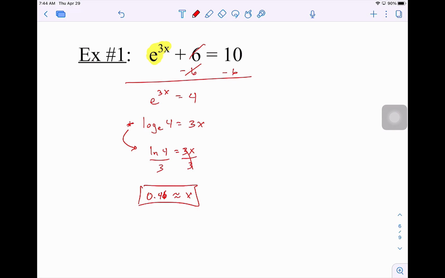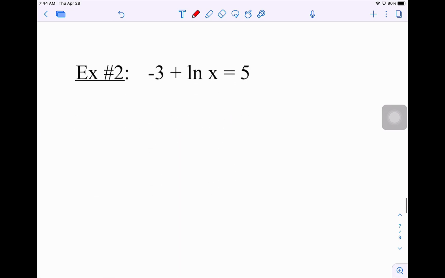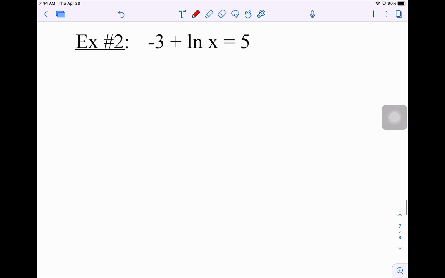Any questions? Anything not make sense before we move on? Any questions you have before we get going here? All right, let's do another one. So example number 2.